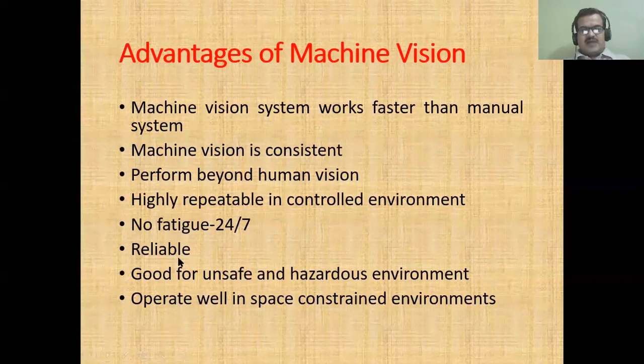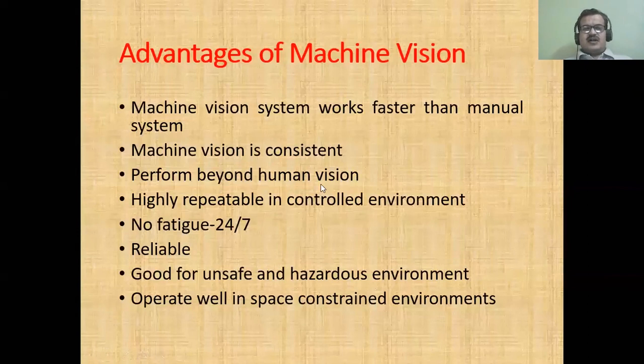It is reliable, good for unsafe and hazardous environments where people cannot go, and where it is undesirable that a human worker should go to do the measurement. It operates well in space constrained environments also, right? So this completes the advantages of machine vision, and this completes the major portion of our CAQC.